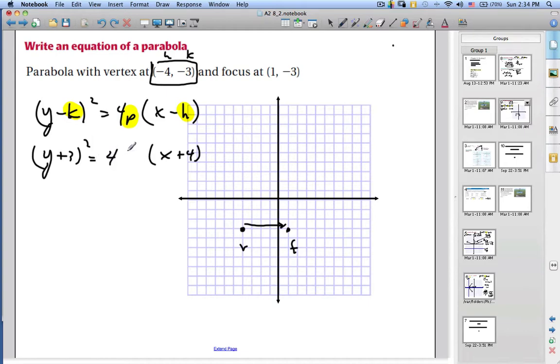and it's going to be equal to 4 times p, which was the distance we moved. 1, 2, 3, 4, 5. We moved 5, and it was to the right, so it was a positive 5. So my equation will be y plus 3 squared is equal to 20 times x plus 4.